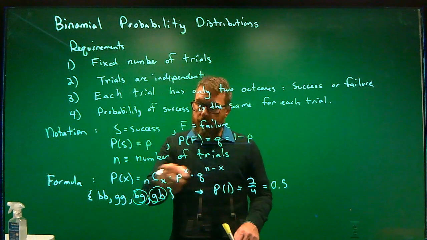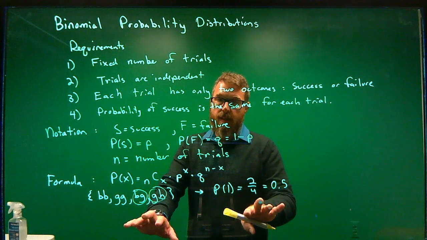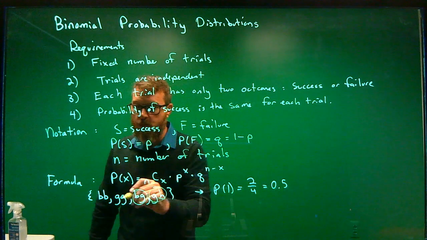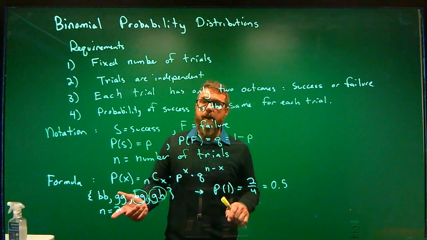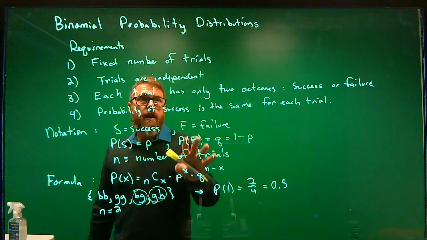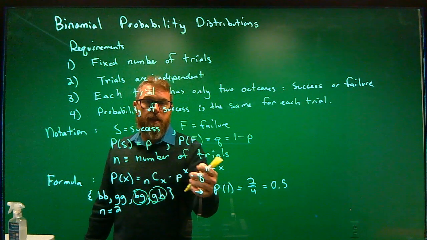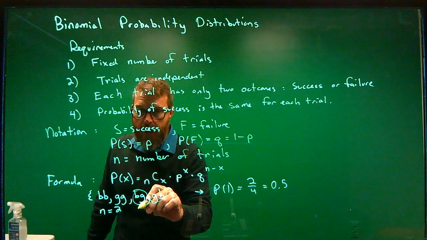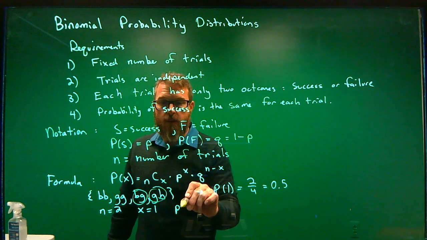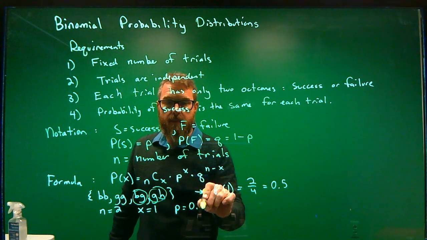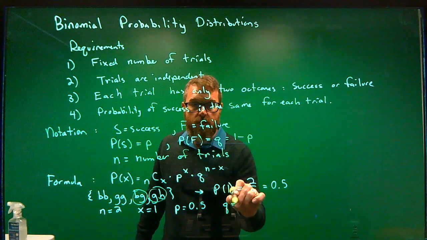So let's use this formula. I know there's a fixed number of trials, which means n is equal to 2, because there are 2 children. The trials must be independent, so the probabilities don't affect each other. The trials must only have 2 outcomes. I'm asking for the probability of just having 1 girl, so x is equal to 1. The probability of having a girl is 50%, which means the probability of having a boy is also 50%, because q is 1 minus p.